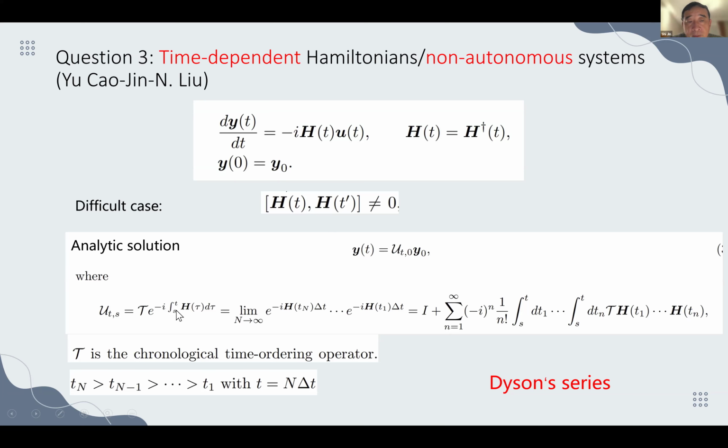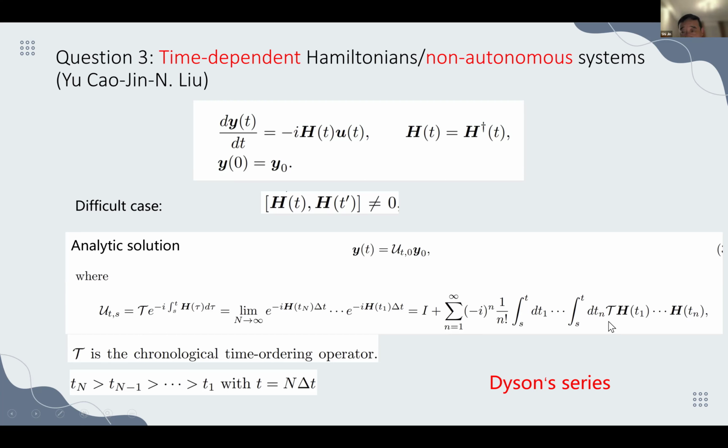You integrate from the beginning time to the stopping time, integrating this h of tau over time. You need this T, the time ordering operator. You have to order the time in the right way, because otherwise the solution is not right, because these h are non-commutative. So usually one has to use the so-called Dyson series to interpret this time ordering operator.